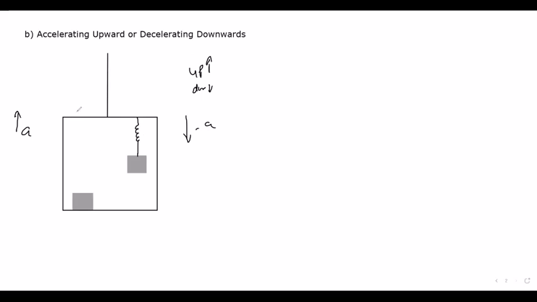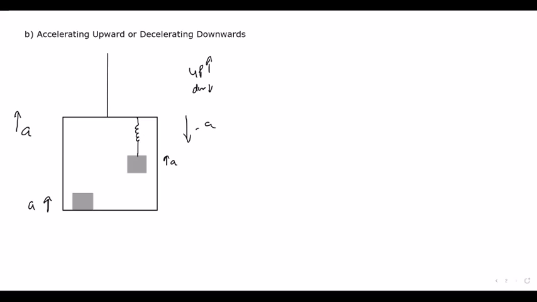Because it is accelerating upward, the acceleration of the lift will be the same as the acceleration of the object which is on the floor, and that is the same as the acceleration of the object which is hanging by a string. They all have the same acceleration, that's why they remain in the lift.